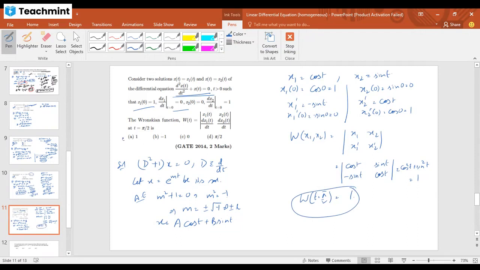So the answer is option A. Even if we put it directly, what is cos pi by 2? Cos pi by 2 is 0, sin pi by 2 is 1. So even if we calculate by substituting its value, in both ways we get the value 1. Okay.